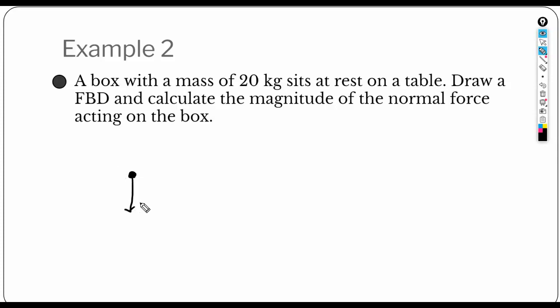We have force of gravity going down. I know there's a surface because it's on a table. And I know it's at rest, meaning that the net force is equal to 0. And so my free body diagram is very simple. It looks just like this.